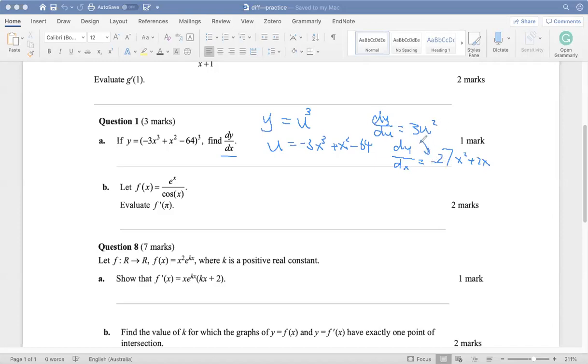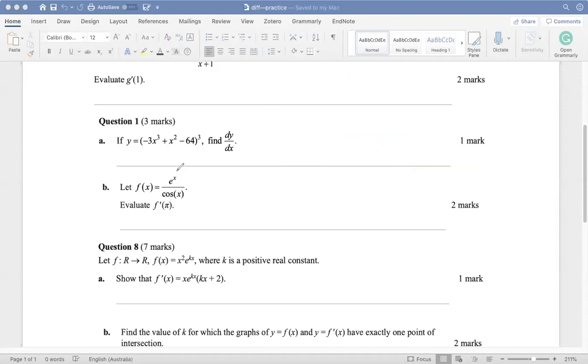Then we multiply all of this together. We can get 81 u squared. I just plug in 3x cubed plus x squared minus 64, squared, times x squared plus 22x. Okay, I made a mistake over here. I can factor out 3 and I should keep 27 over here, right? Because 27 is in front of x squared, not in front of the 2x. Okay, that will be the 1 mark.